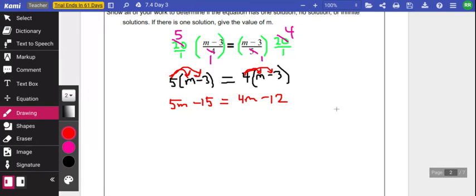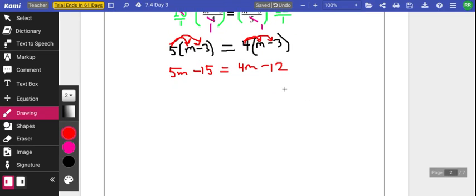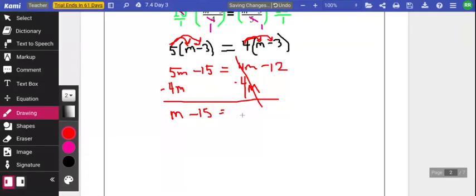Okay, so I distributed, and now I've eliminated my parentheses. So step 2, combine like terms. I have no like terms on the left or on the right. So now I'm going to get my m term on the left side by subtracting 4m from both sides so that those 4m's cancel. 5m minus 4m is 1m, or just m. I'll bring my minus 15 down. Bring my equal sign down. On the right side, I have this term, which is not 12, but negative 12.